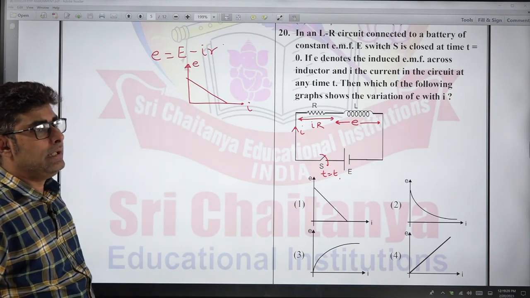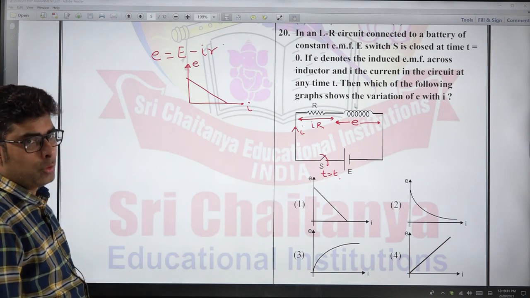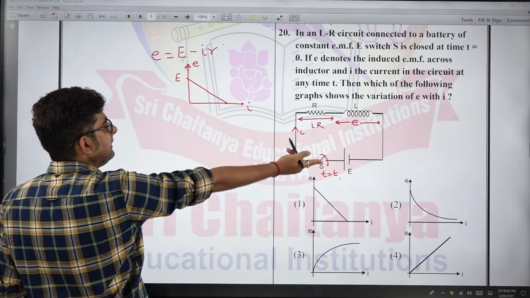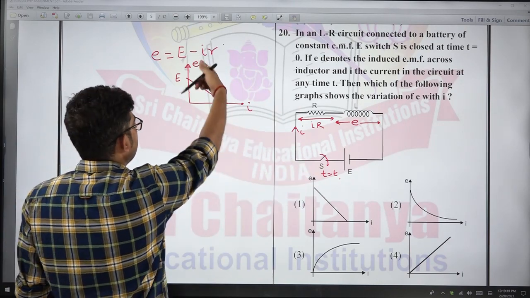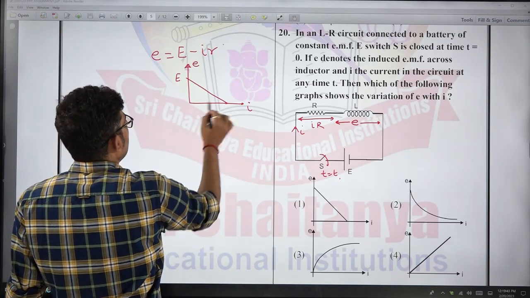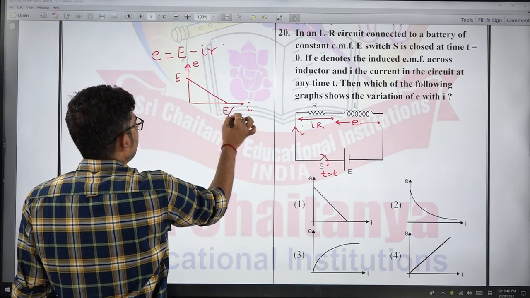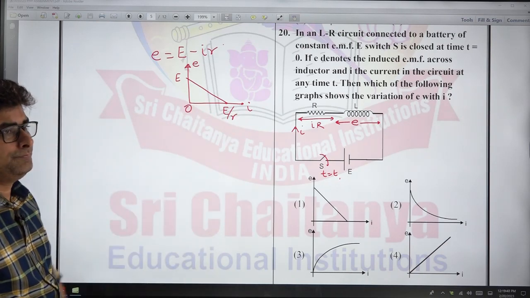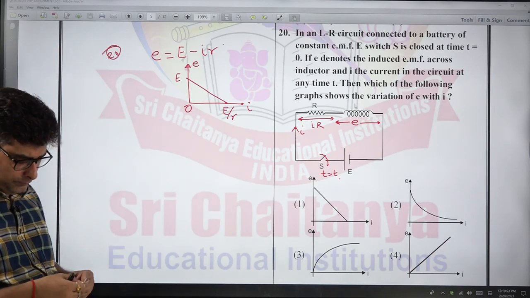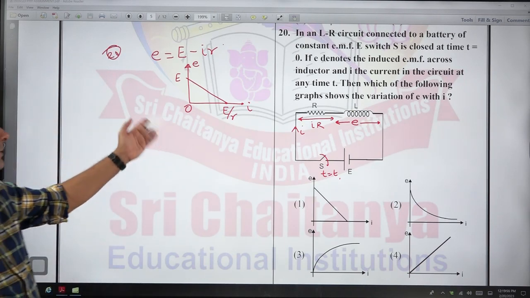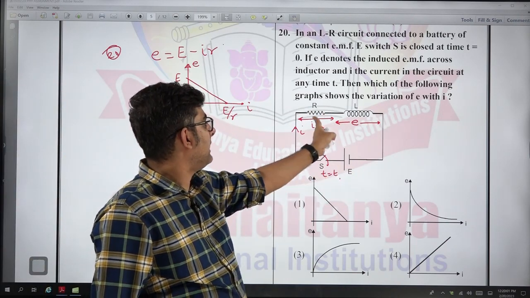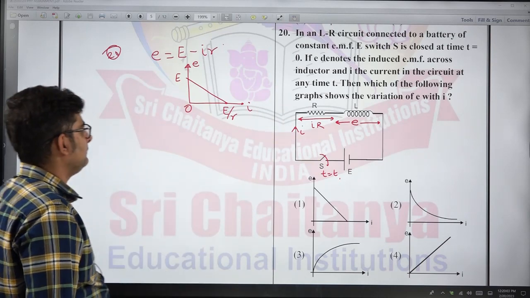Initially at t equals 0 there was no current, so small e will be equal to capital E, and when steady state is attained, what will happen? Small e will become 0, so the current will become E by small r. So it is a straight line graph. Clear? The sum of the two voltages equals E, so one voltage will become capital E minus IR. So this is the variation.